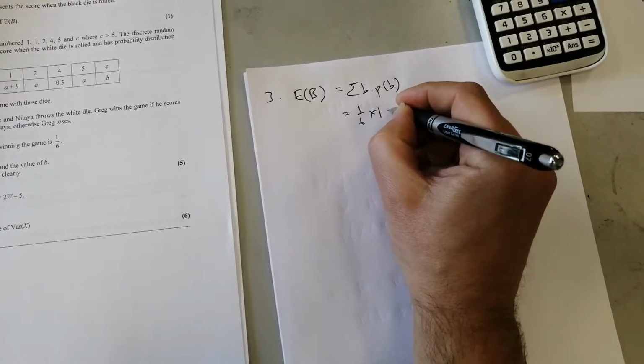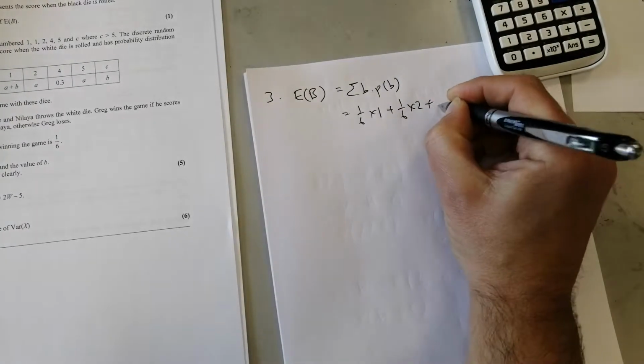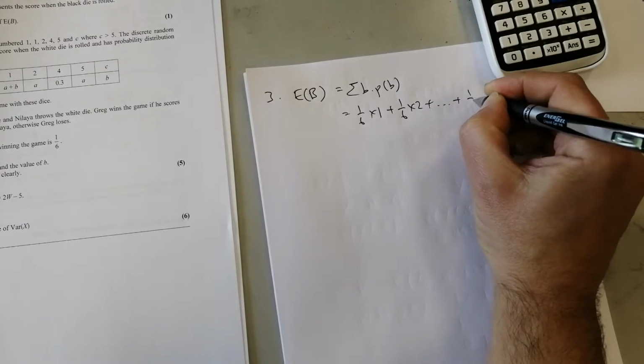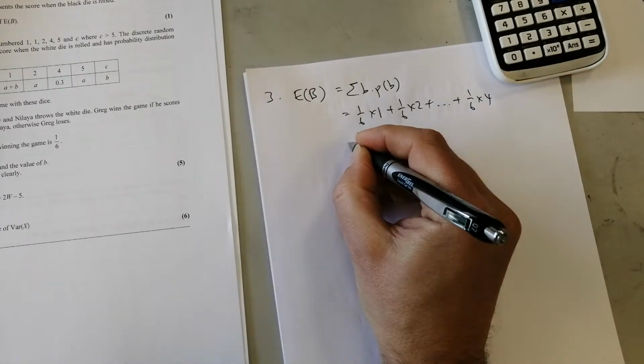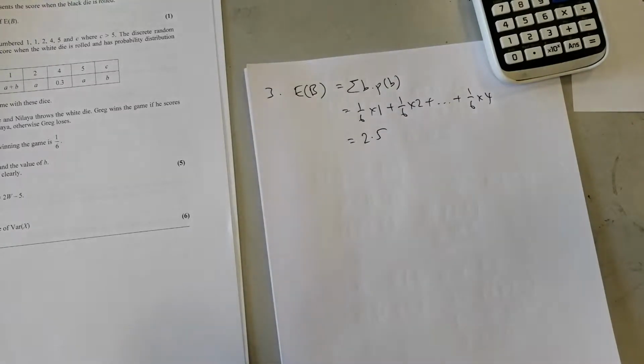Since it's a fair die, the chance of landing on any side is a sixth. So we can do that sum and we get E(b) is 2.5.